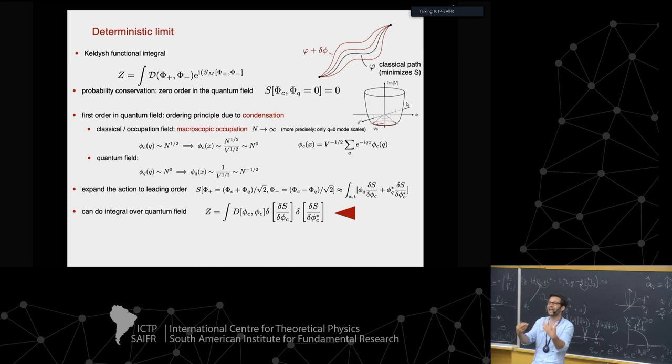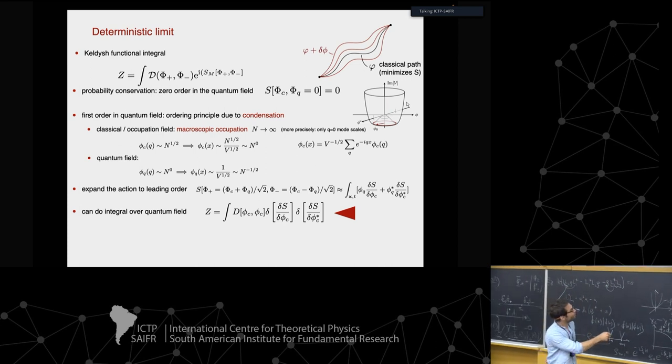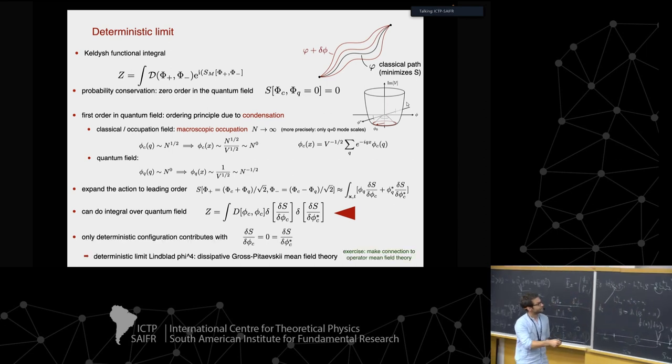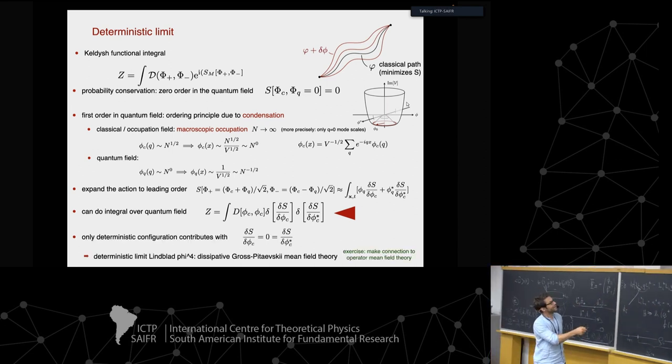So this is an action principle: the only configuration that remains in the configuration sum over the classical field is the one that minimizes this action here. So in this way, taking into account linearly the fluctuations of the quantum field, if you like, we reproduce precisely the deterministic limit of this Keldysh functional integral.